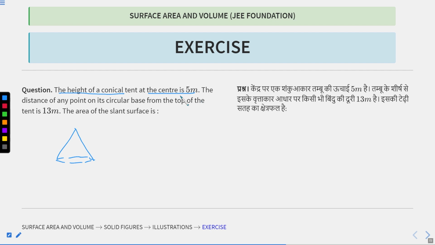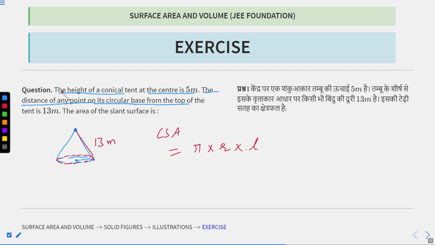At the center, the height is 5 meter. The distance of any point on its circular base, from the top, so from this point to any point on the circumference, this length is given to me as 13. The area of the slant surface is equal to, so we are asking for the curved surface area. The curved surface area for the cone is pi r l.